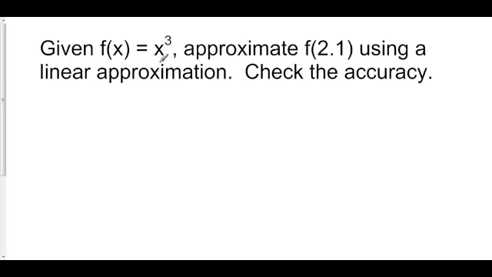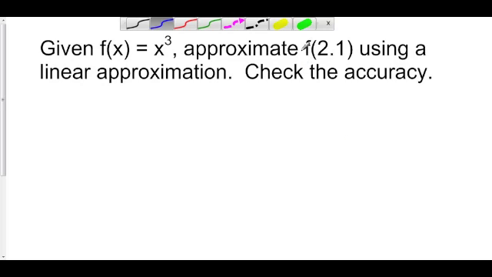But let's say you're on a desert island and you don't know what 2.1 cubed is. Well, you can use a linear approximation to do this. So there are two things that we need for a linear approximation. Number one, we need a point for our tangent line. Number two, we need the slope of our tangent line.